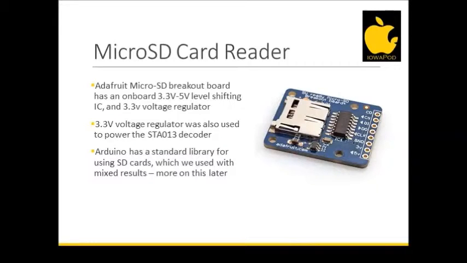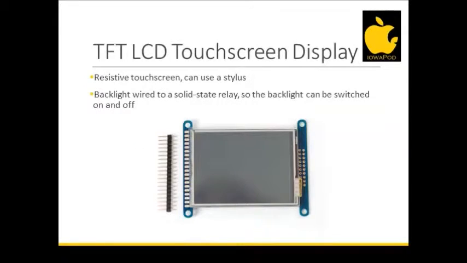More on that later. The touchscreen that we used for the user interface is 240 by 320 pixels, 16-bit color, and is resistive as opposed to capacitive. This means you can still use it if you're wearing gloves, or you can use a stylus too. It used 20 pins, 8 of which were digital for parallel data transmission, and 4 were analog for touch sensing. We also connected the backlight to a solid-state relay, so the backlight can be switched on and off using the screen lock button. This allowed us to cut power consumption in half.